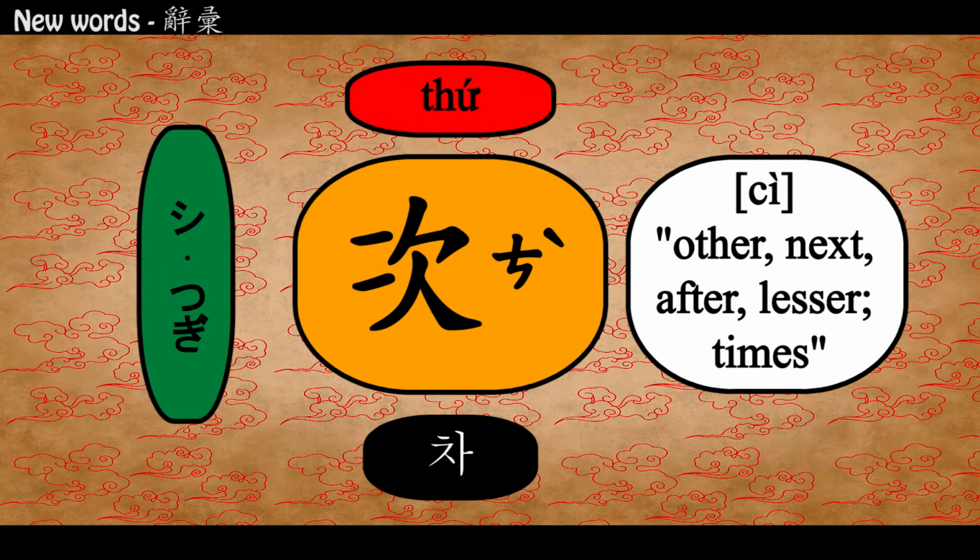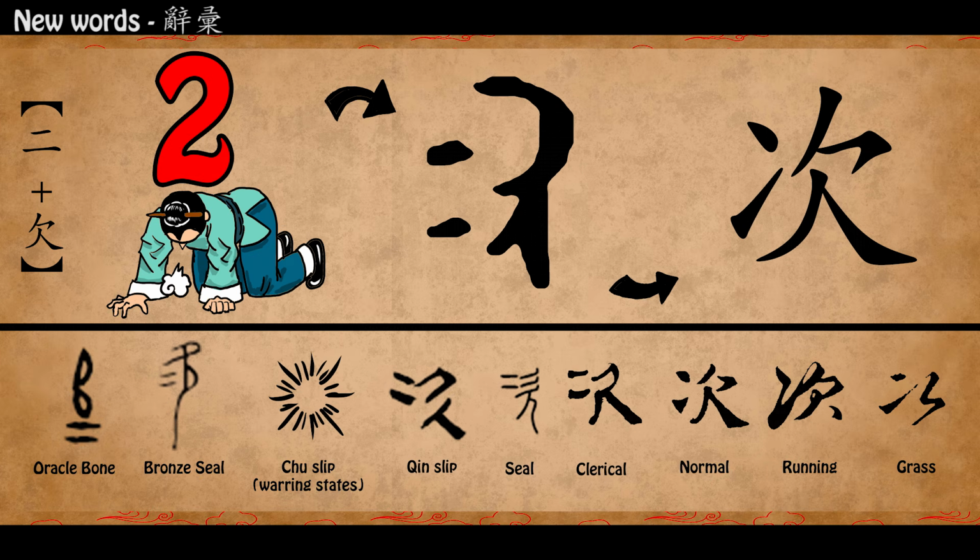次 other, next, after, lesser, times. From 二 to, which crazily enough is also phonetic, and 欠 to sigh. I like to think of 次 as a drawing of someone heaving a heavy sigh after only scoring next best in the imperial examinations. Broadened to also mean after, lesser, and times, as in one time, two times, three times.